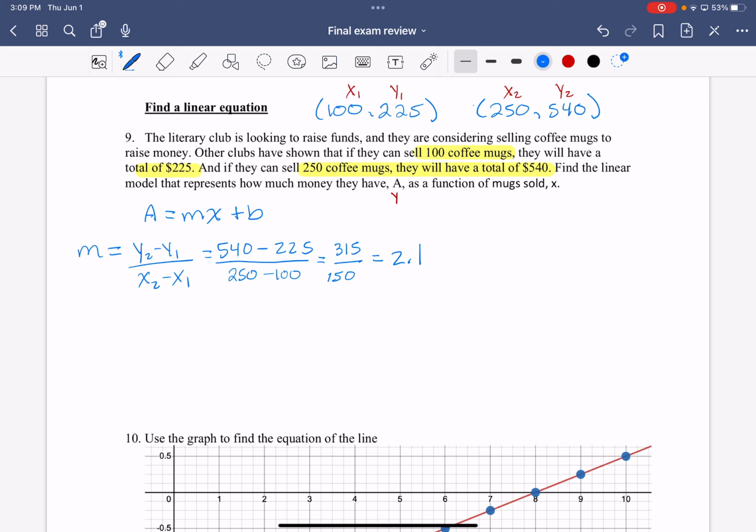So we have the slope. Remember, that's one of two things we need. We need the slope and the y-intercept. So I'm going to take that slope and plug it back in to my equation. A equals 2.1x plus b.